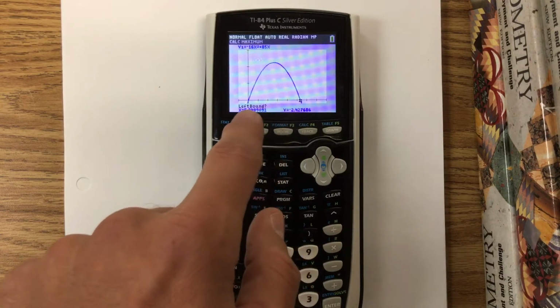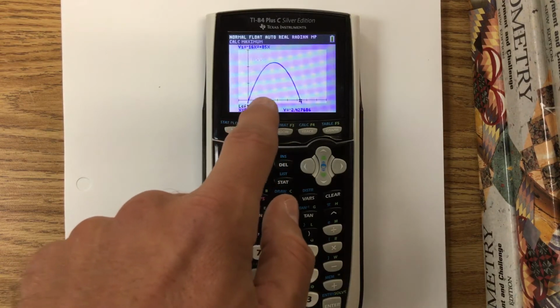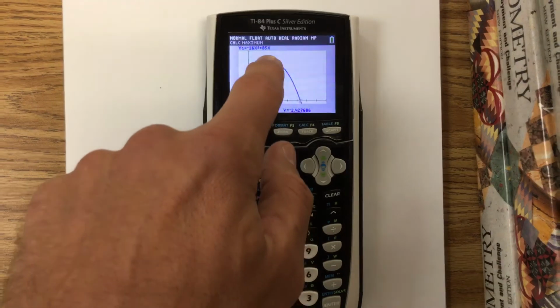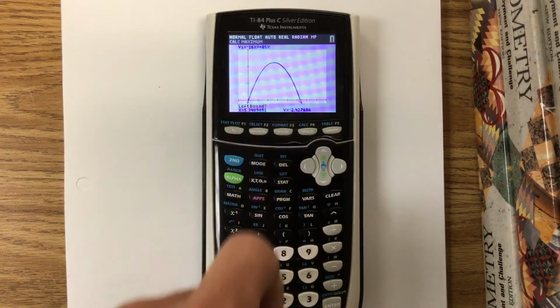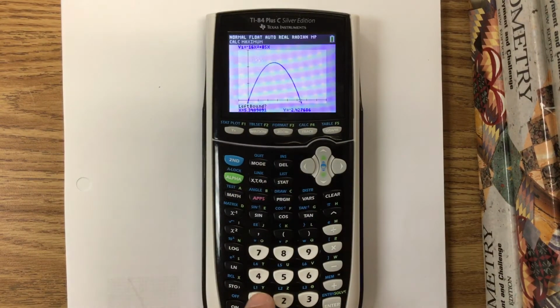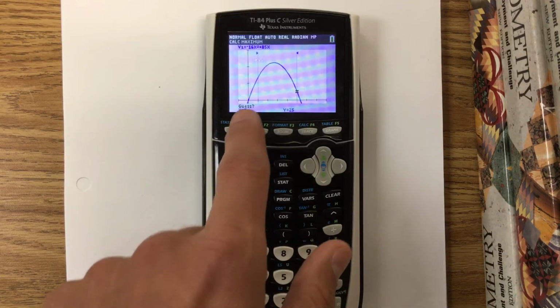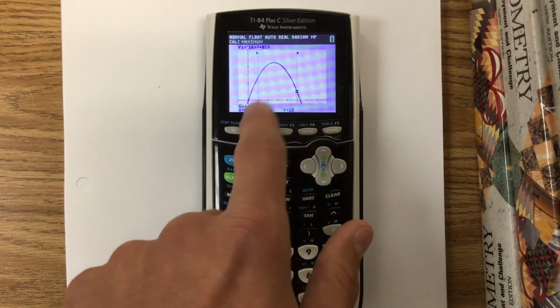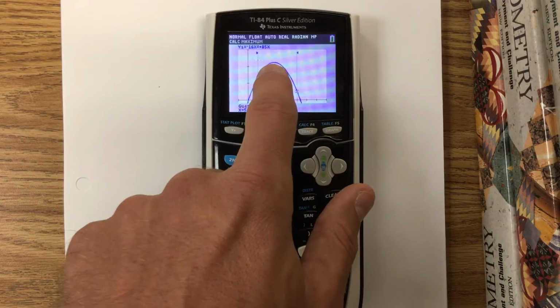So right now, I'm thinking my vertex, 1, 2, 3, it might be at about x equals 3. So I have to choose a left bound. I'm gonna be safe, and I'm gonna choose 1 and press enter. I'm gonna be safe and choose 5 and press enter. So now you can see that somewhere in between 1 and 5, there is a maximum value.